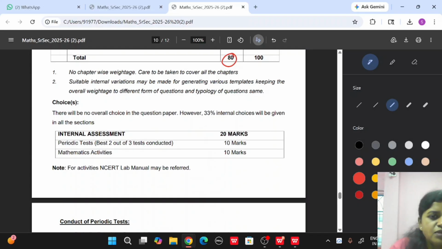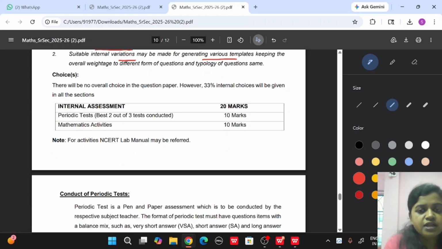Next, it is mentioned that there is no chapter-wise weightage, it is only unit-wise. Next, suitable internal variation may be made for generating various templates. This means there is no fixed marking for each chapter, it can vary. Next, internal assessment, which is 20 marks.